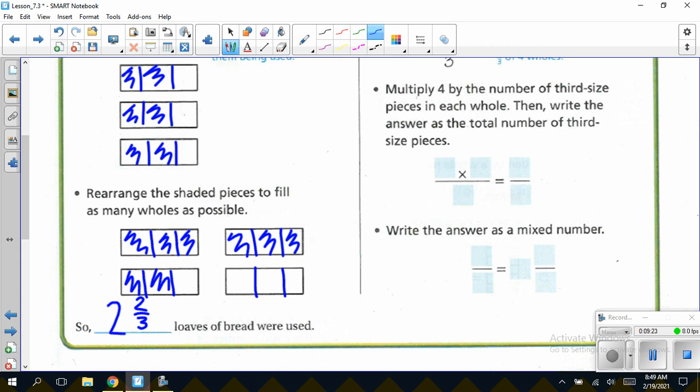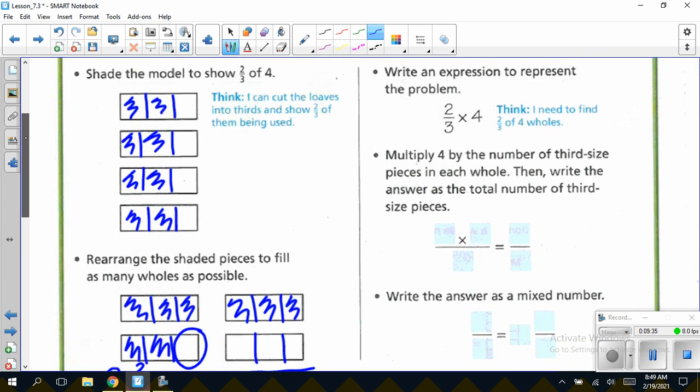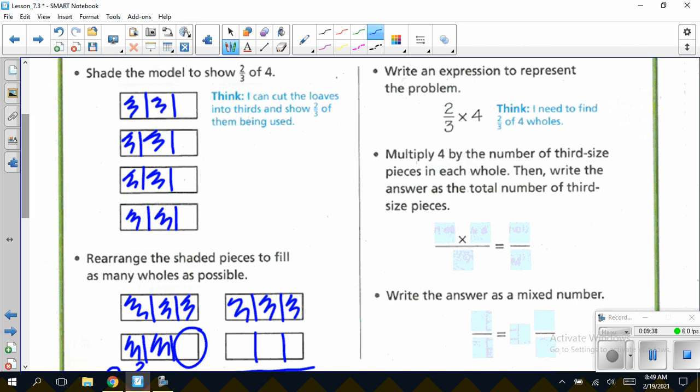Obviously, I can see that there was 1 full loaf of bread that wasn't used, an additional 1/3. So if I wanted to say what was not used, I would have 1 1/3. Now to show the actual multiplication, remember it's 2/3 times 4, and my 4 is technically with a denominator of 1. So when I take top times top, I have 2 times 4. Bottom times bottom, that would be 3 times 1. So 2 times 4 is 8. 3 times 1 is 3.